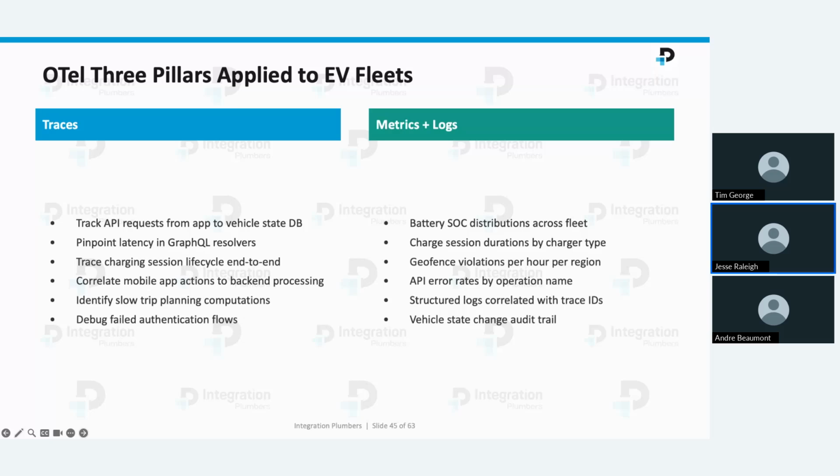And structured logs correlated with trace IDs give you the vehicle state change audit trail that compliance and operations teams need. All 3 pillars working together give you a complete picture of your fleet.